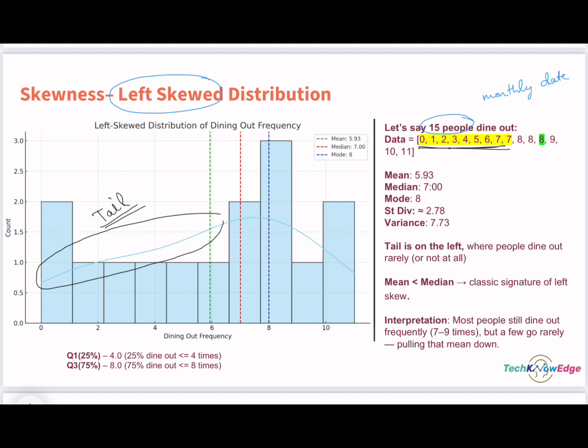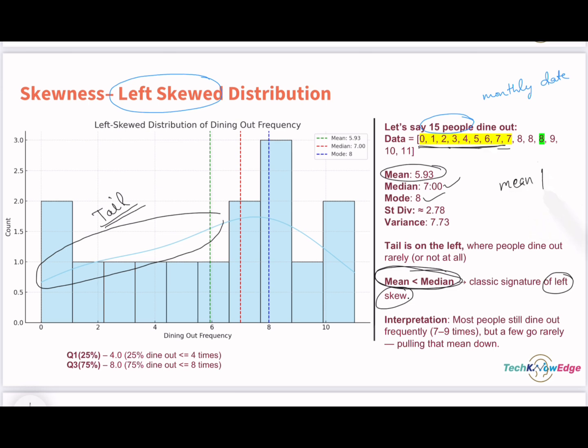Let's look at the key statistics. Mean is about 5.93, median is 7, mode is 8. Now here is something interesting. Mean is less than the median, and that's a classic sign of left skew. The rare low frequency diners are pulling the mean down.